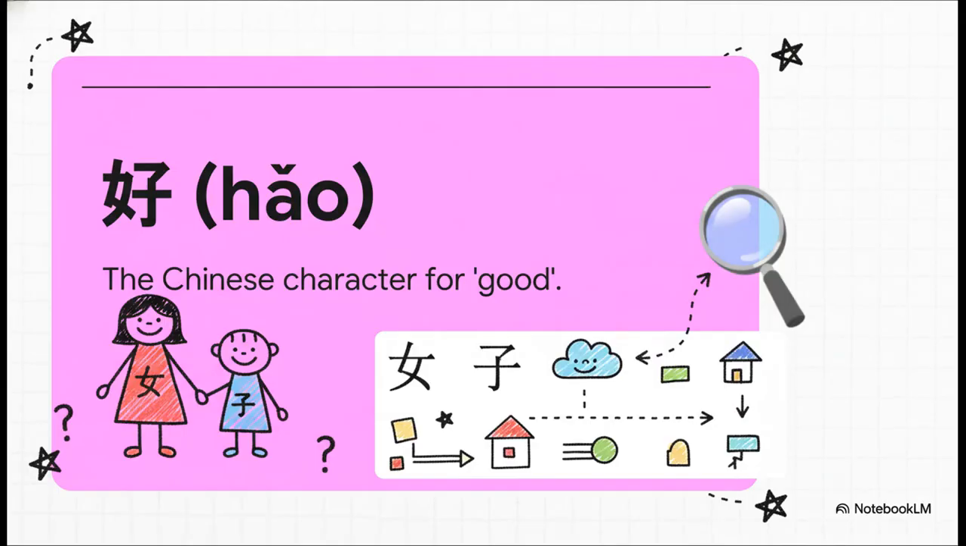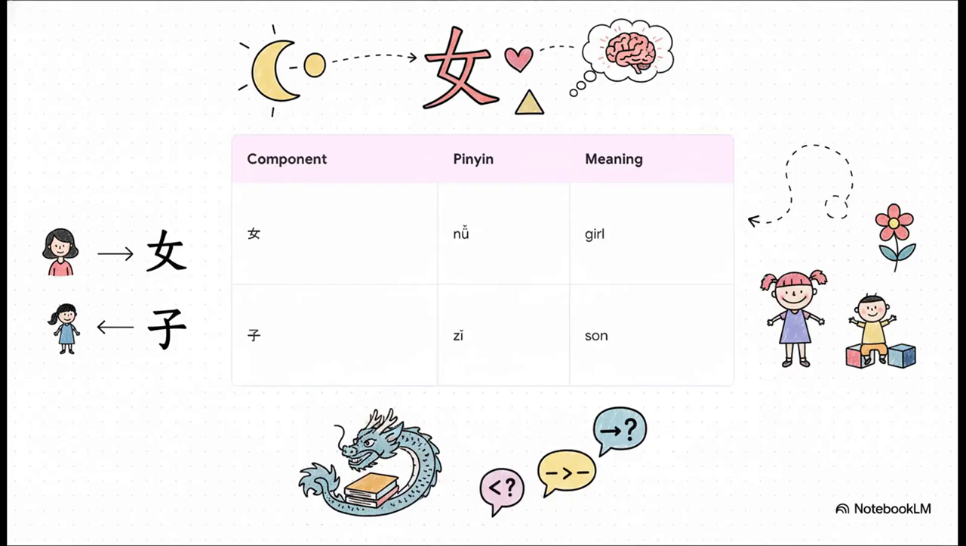All right, let's take a look at an example to see exactly what I mean. Here we've got the character hǎo. It's pronounced hǎo, and it means good. Now, at first glance, it might just look like a jumble of random strokes, but what happens if we actually look a little closer? Okay, so this character, it's actually made of two different parts.